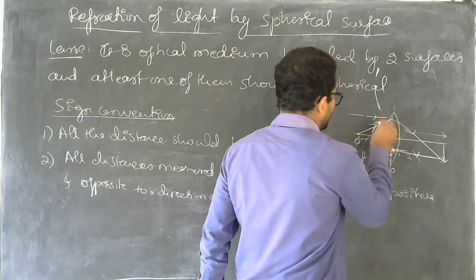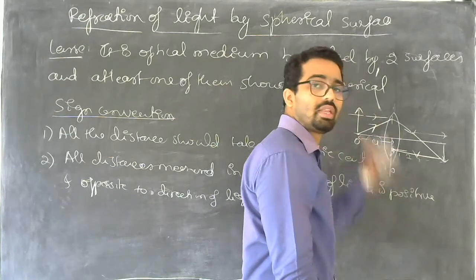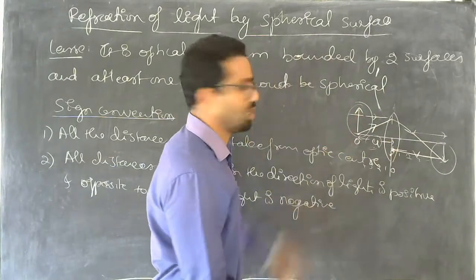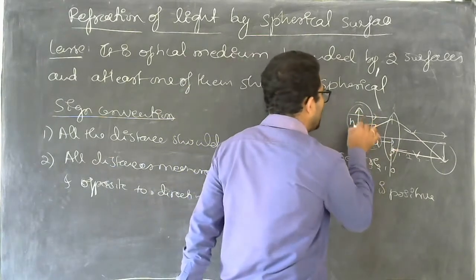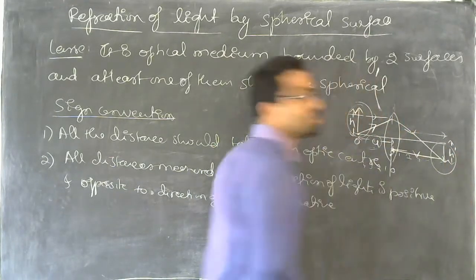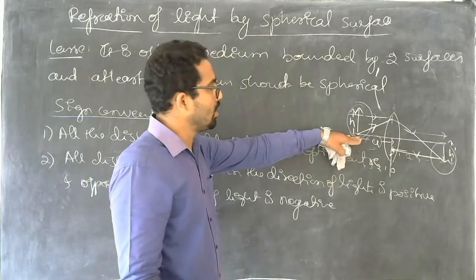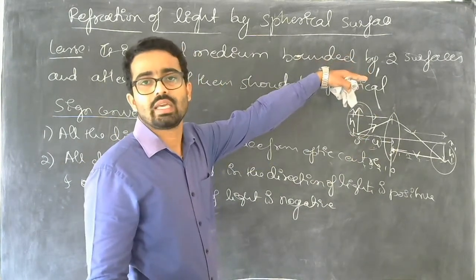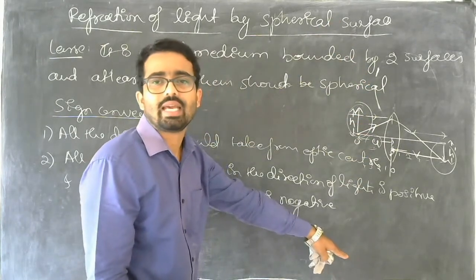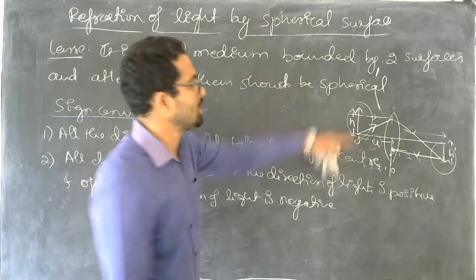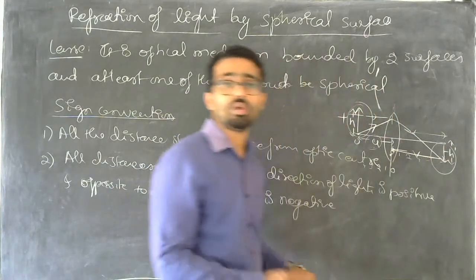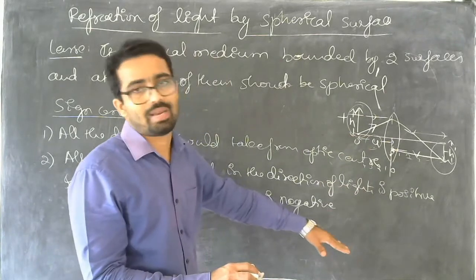If the object is situated like this, and we consider the image formed of this object, let us say this is the height h dash. The height measured above the principal axis is taken as positive. The height measured below the principal axis is taken as negative. See here, this height is plus h, so we should take plus h. This height should be taken as negative because it is below the principal axis.